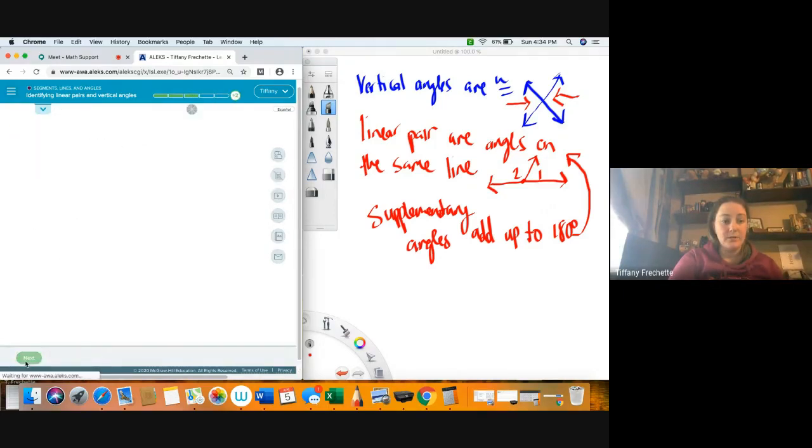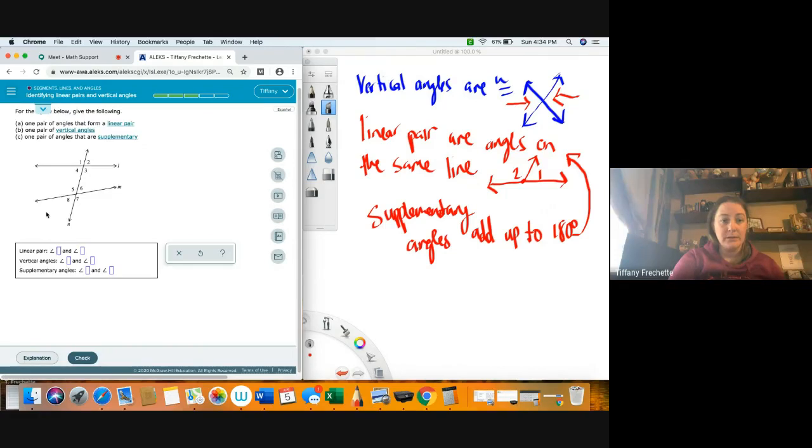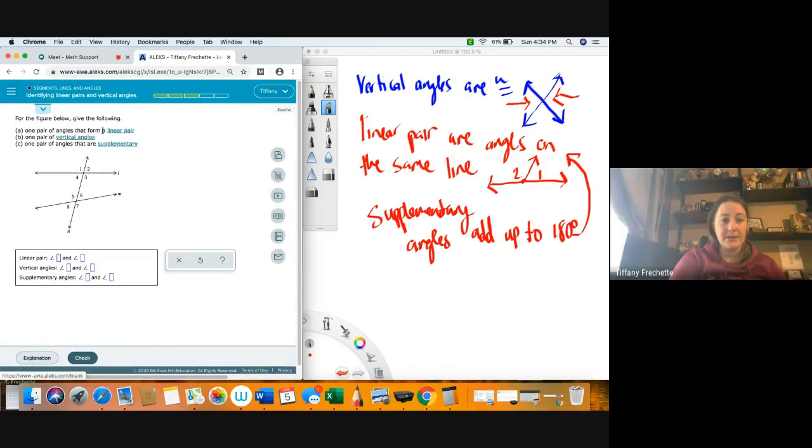All right, one more. We have one pair of angles that form a linear pair. So they're doing linear pair again first. So we have 1 and 2. I'm just going across the top. Again, I could go 1 and 2. I could go 3 and 4 for the bottom. I could go sideways, and I could go 1 and 4, or 2 and 3.